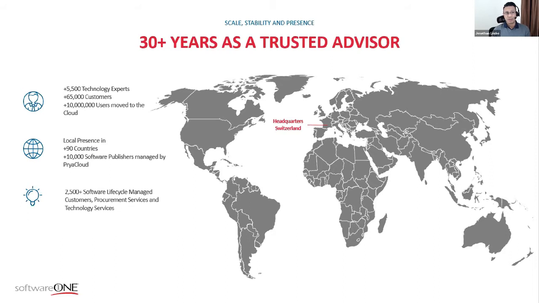So we have a large customer base as a result of that history. We've got over 65,000 customers and over 5,500 technology experts. So our services organization is quite large. And we're a global organization. We're headquartered in Switzerland. We're a public organization. We went public last year, and we're in over 90 countries. So wherever you are around the region, the likelihood is we have an office and a team that can help you locally, while we can scale regionally and globally as well. Next slide.